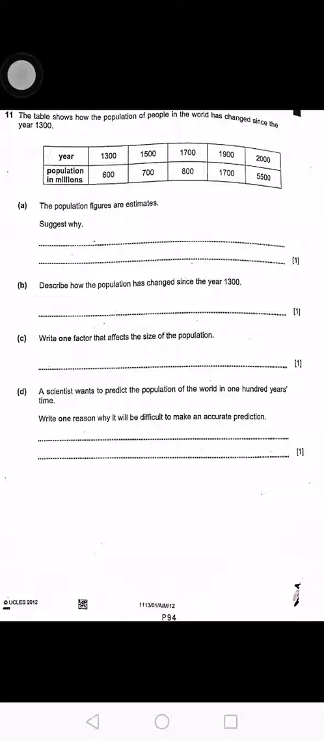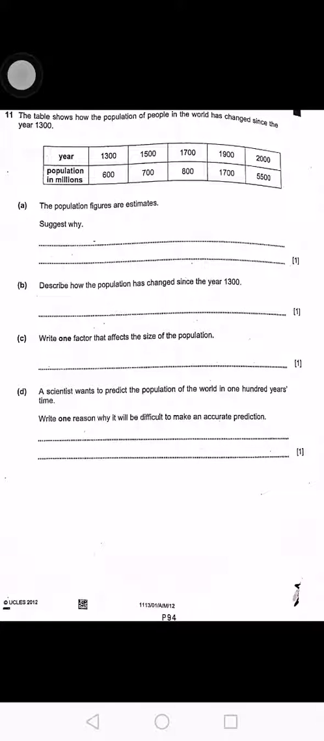C. Write one factor that affects the size of population. What affects the population? What affects the number of individuals? Diseases, starvation, drought.